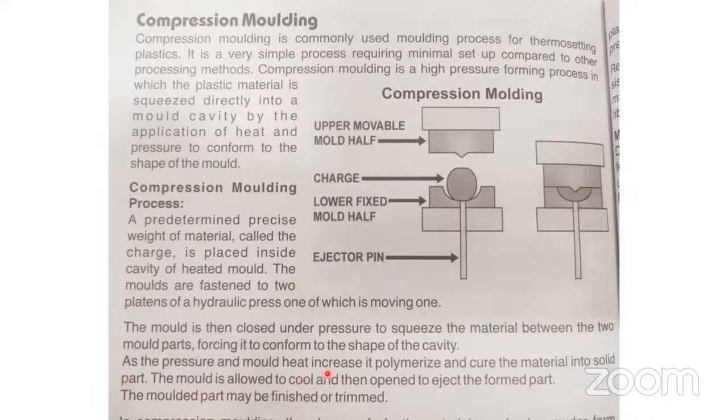As the pressure and mold heat increases, it polymerizes and cures the material into a solid part. The mold is allowed to cool and then opened to eject the formed part. The molded part may be finished or trimmed. I told you, trimming and finishing are the tertiary process. We have to use that to remove the excess flash, which is formed in processing.